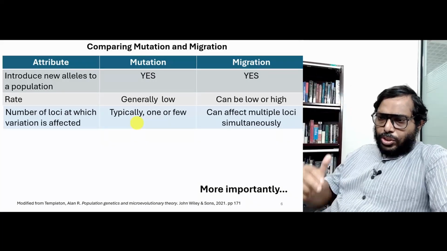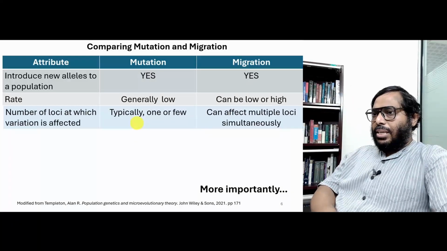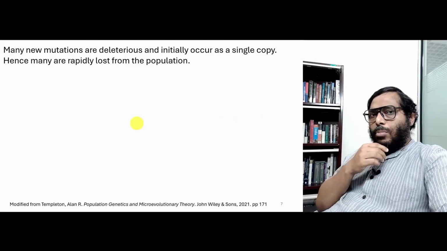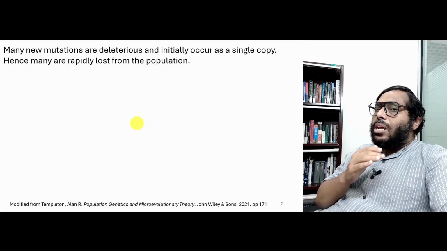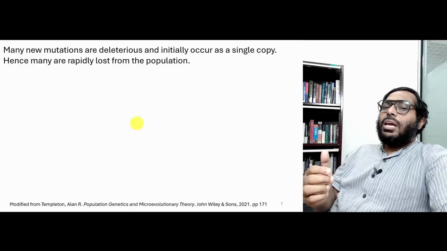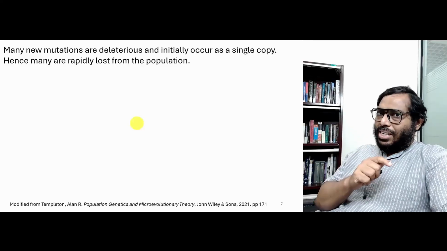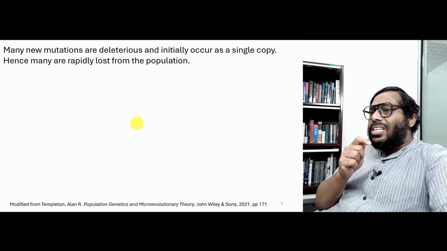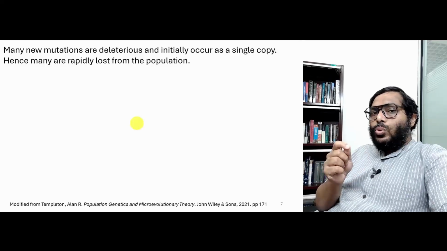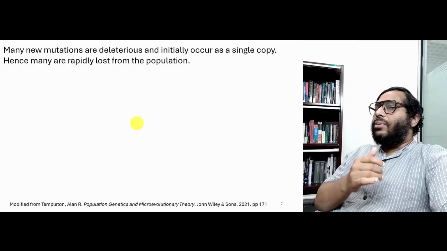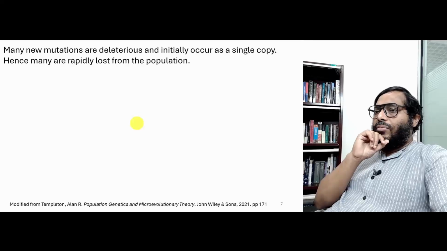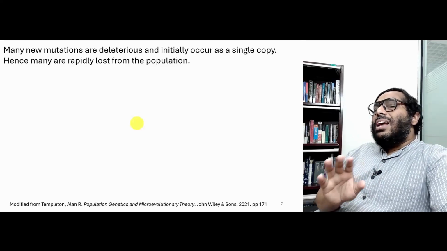So, I will give you a bunch of statements to make the case. As we discussed when we were talking about the distribution of fitness effects, many new mutations, the ones which actually lead to a change in fitness, are mostly deleterious, and most of them will initially occur as a single copy. Therefore, many of these are lost from the population very rapidly, and I am talking about real populations which are undergoing at least some amount of drift. In most cases, they are very rapidly lost.